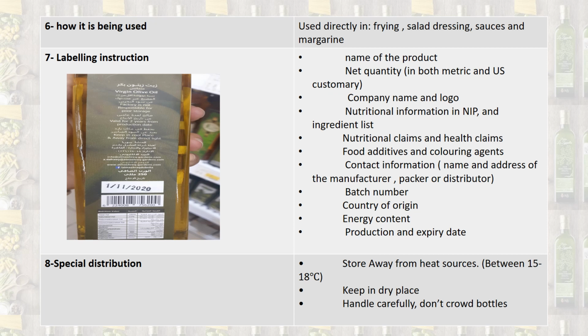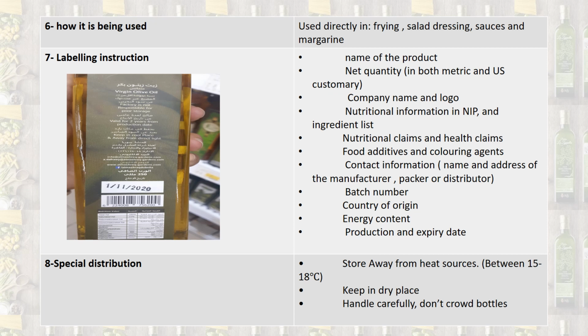7. Labeling instructions. If you take any virgin olive oil bottle from the shelf in the market and look at its label, you will find the following written: name of the product, net quantity, company name and logo, nutritional information and ingredient list, nutritional claims and health claims, food additives and coloring agent, contact information like the name and address of the manufacturer, packer, or distributor. You will also find batch number, country of origin, energy content, production and expiry date.